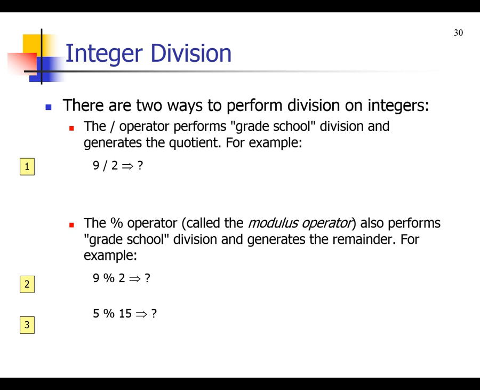What is 9 divided by 2? 4.5. Maybe, if that's a float, right? Or a double. If it's an integer, compile error.